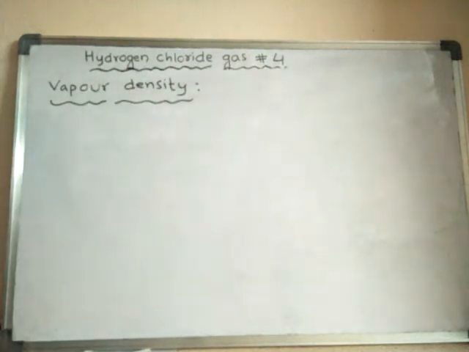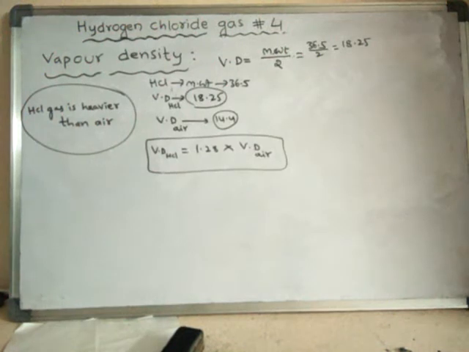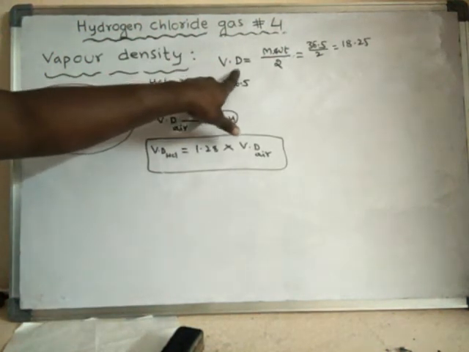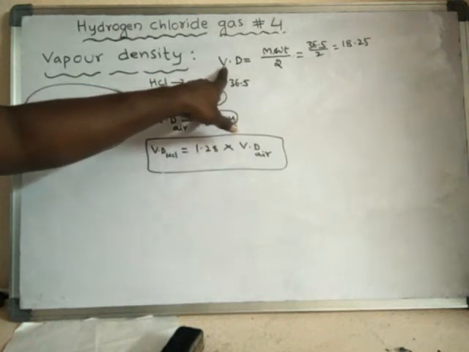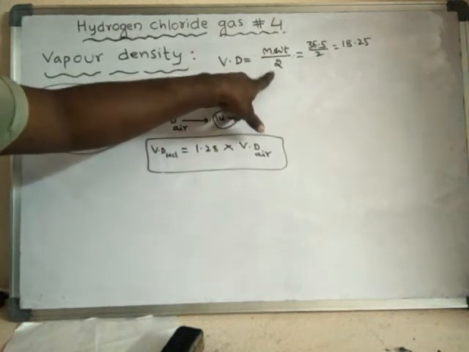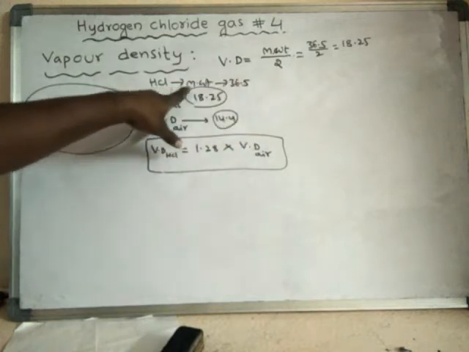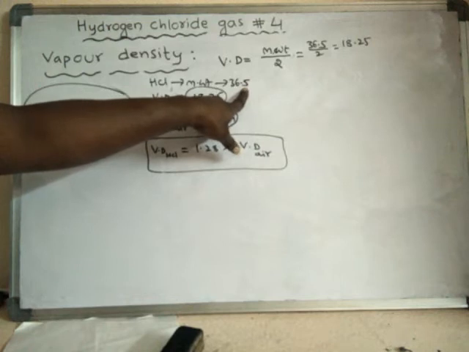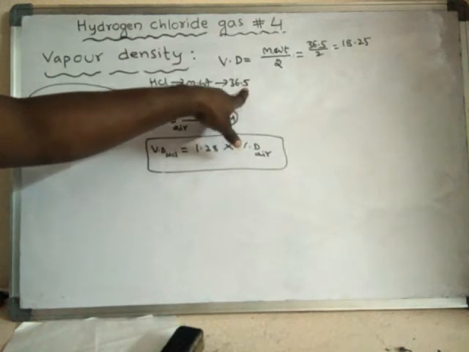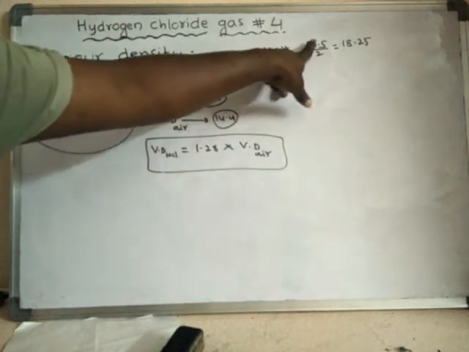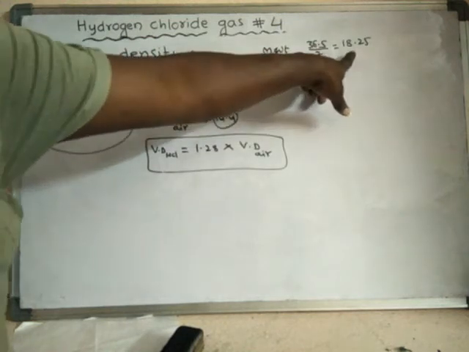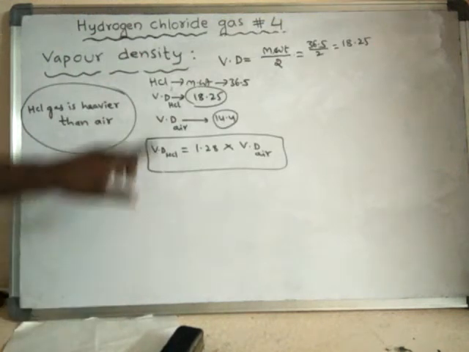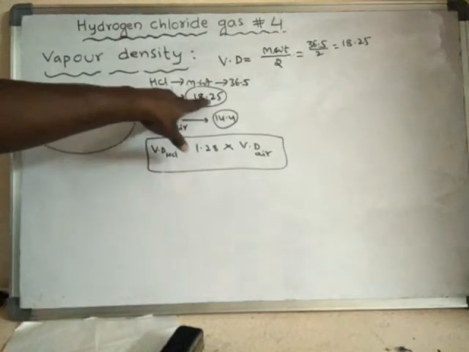What is vapor density? Its formula is molecular weight by 2. The molecular weight of HCl gas is 36.5. Therefore, its vapor density will be equal to 36.5 by 2. Okay, so it will be 18.25. That means the vapor density of HCl is 18.25.